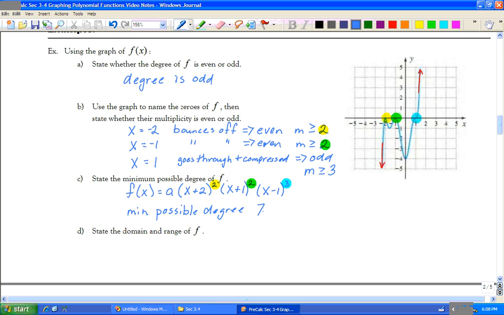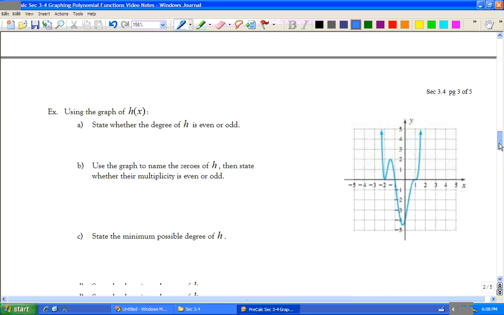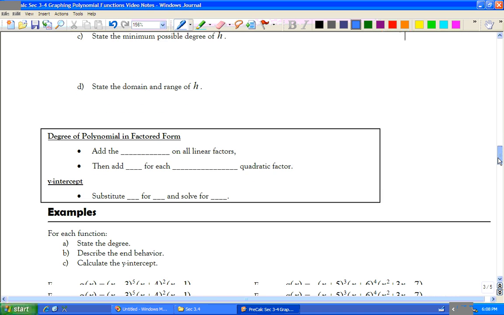is 7, which we look back at A, we said our degree had to be odd. 7's odd, so we're at least on the right track. It may be higher than that, but is at least 7. And then if we state the domain and the range, x is an element of the interval of all real numbers, so negative infinity to infinity. And then for our range, y is an element, again, of all real numbers, negative infinity to infinity. The next example we're going to work on in class, so we'll just skip over that for right now.